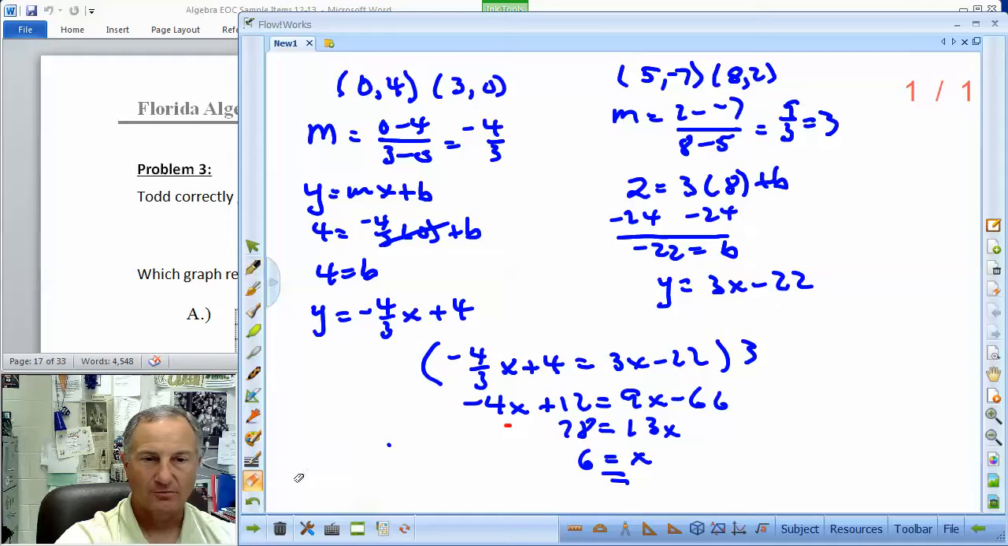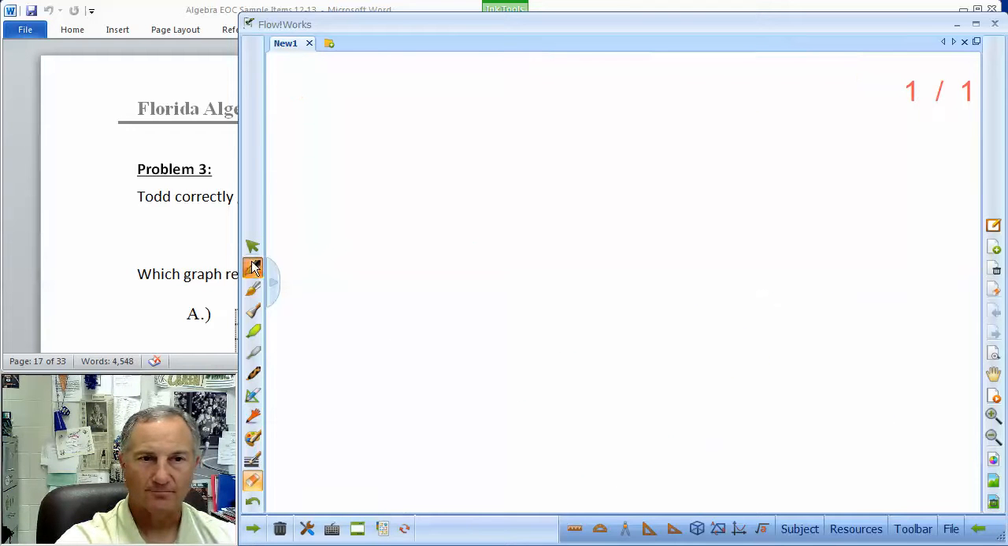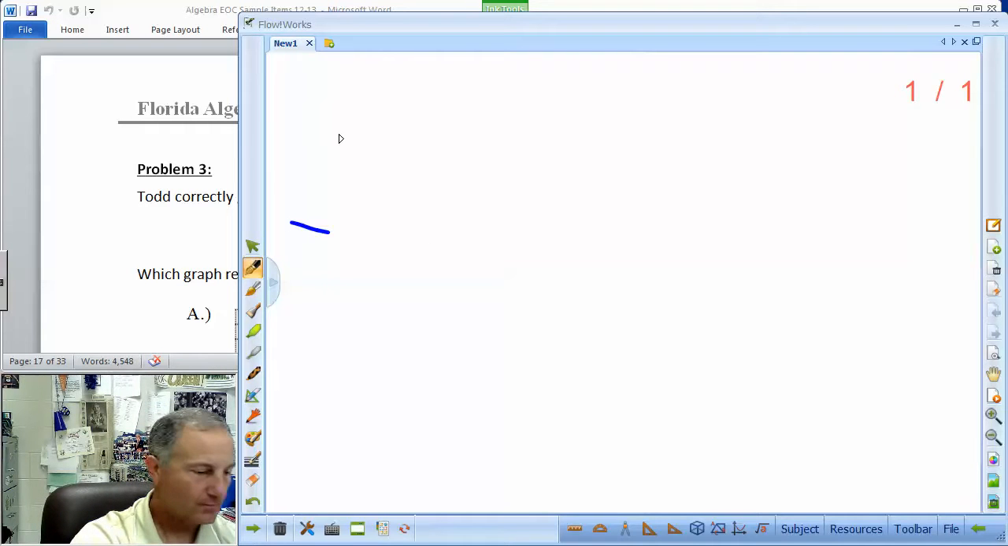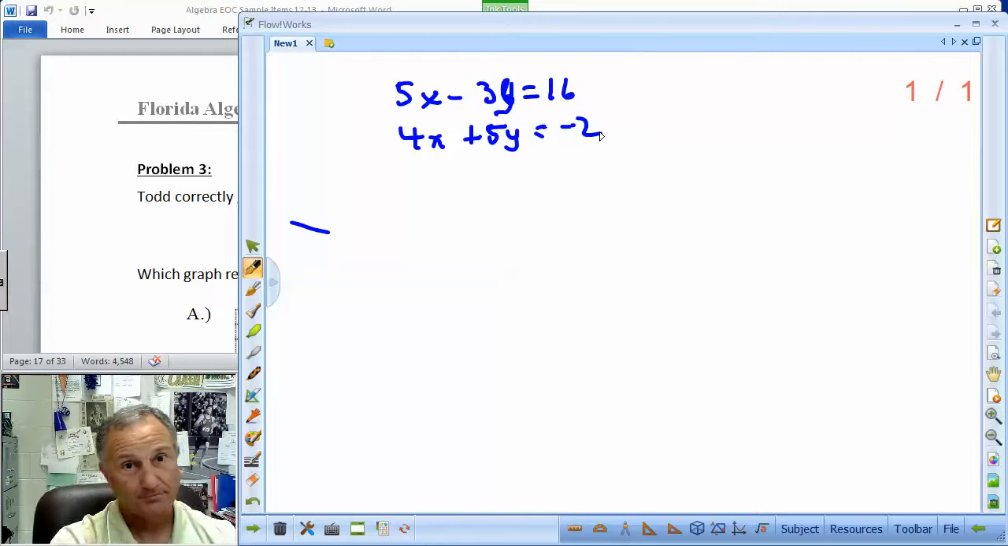So let me erase this region here. We're back here. I'm going to start up here. We've got 5x minus 3y equals 16, and we've got 4x plus 5y equals -2. Okay, so it's your choice. Pick whichever you want to do. I've already got a plus and minus here, so I'm going to cancel out my y's.